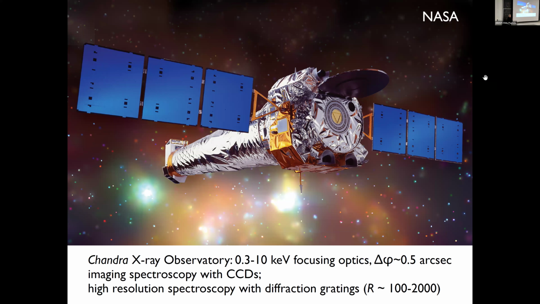So when you see pictures of the starry sky with a really expensive, very nice telescope, Chandra makes similar images in X-rays. There's imaging spectroscopy with CCD detectors, and there's high-resolution spectroscopy of point sources with diffraction gratings that give resolving powers between 100 and a few thousand.